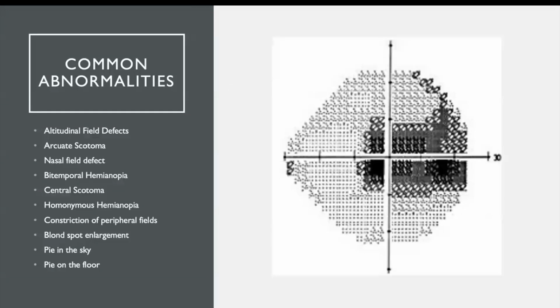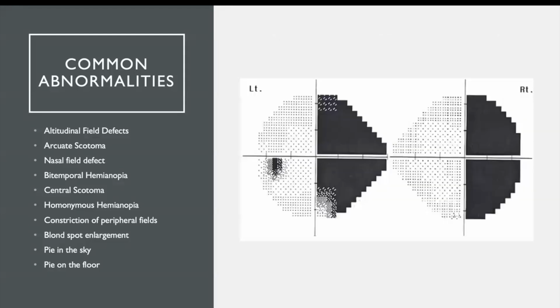A central scotoma, if you think about where it is on the field, central vision tends to be something to do with your macula. So macular lesions can present with these sort of central scotomas, but they can also present with optic nerve lesions, optic neuritis, for example, atrophy, can also present with something like this.